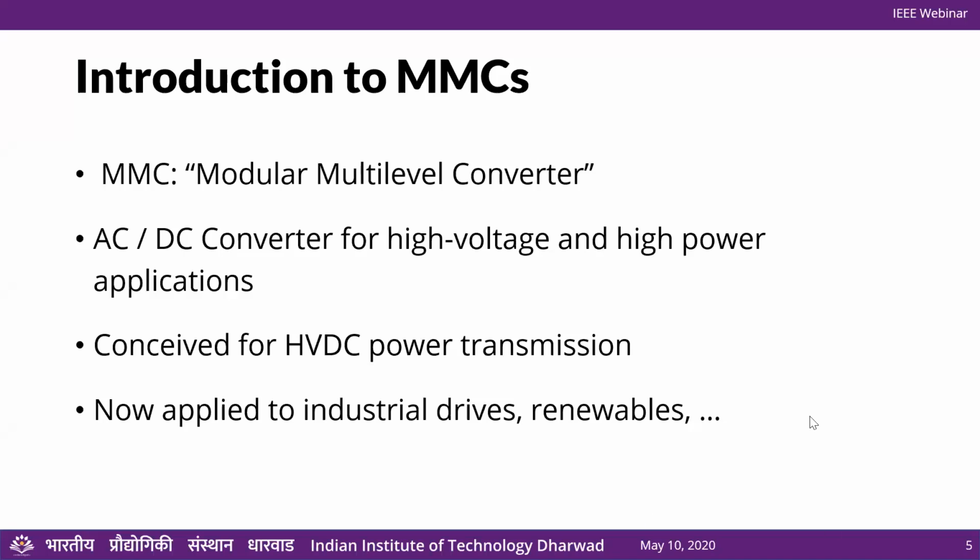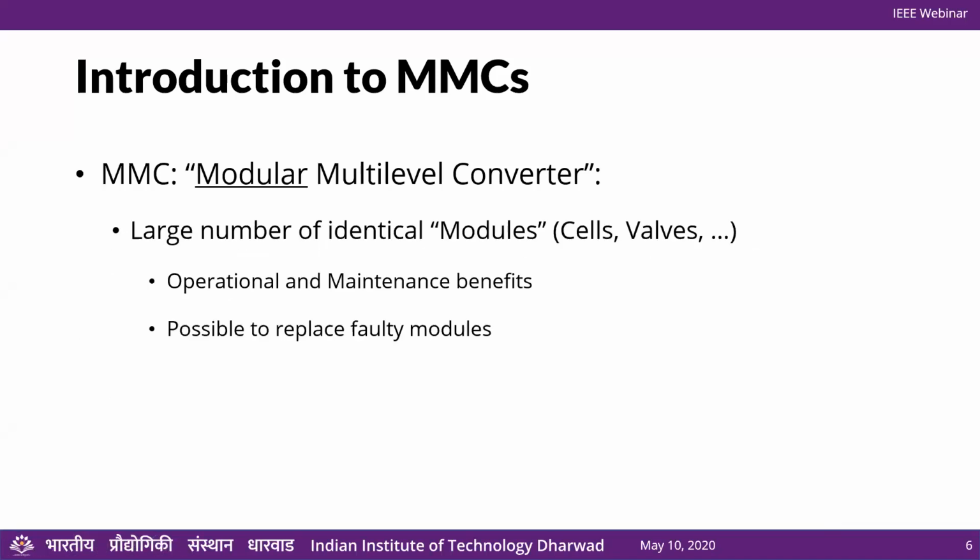So what I was talking about is that MMCs have found favor beyond their original HVDC application. Now, what exactly is MMC? MMC is modular, which means it consists of a large number of identical modules. These modules are initially called valves, because of the terminology that comes from the mercury valves time. They're also called cells. Sometimes they're called submodules, but essentially you have to remember that the topology consists of a large number of identical units.